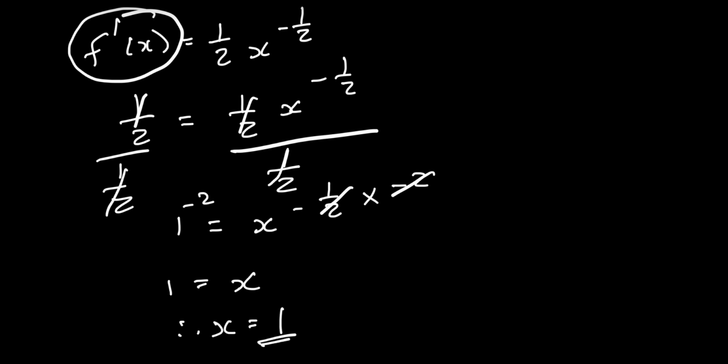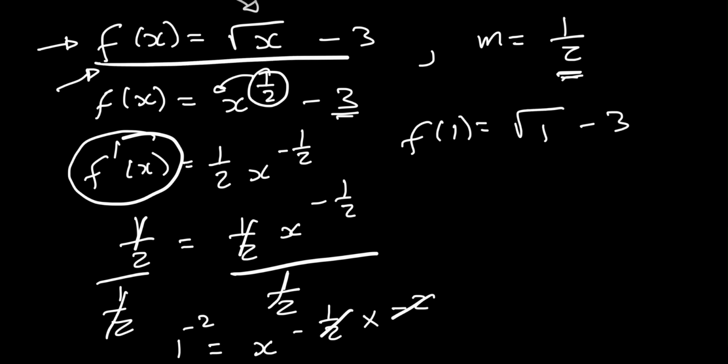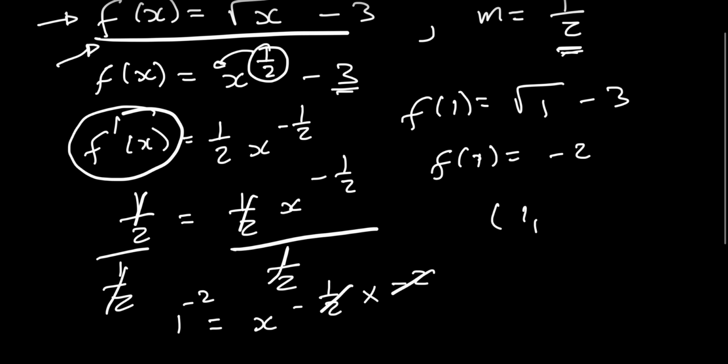But remember, after you find the value of x, you're going to substitute it into the original function and then determine the corresponding y value so that you have the actual coordinates. So you're going to say f at 1 is equal to the square root of 1 minus 3. You just substitute the value of x as 1 there and find the corresponding y value. So f at 1 is equal to the square root of 1, which is just 1, and minus 3, that is going to give us negative 2. So the coordinate is 1, negative 2.